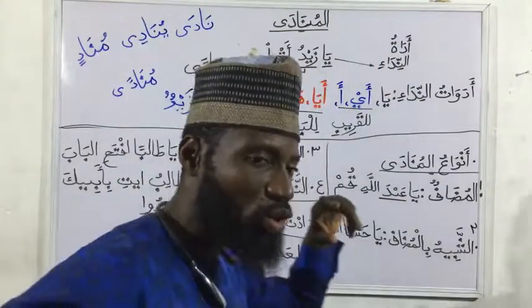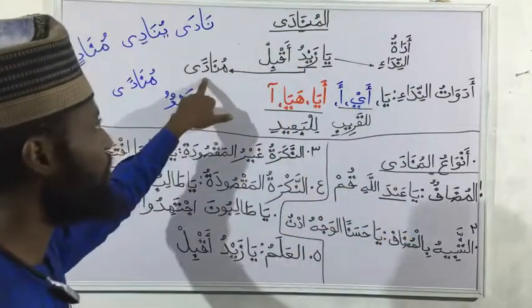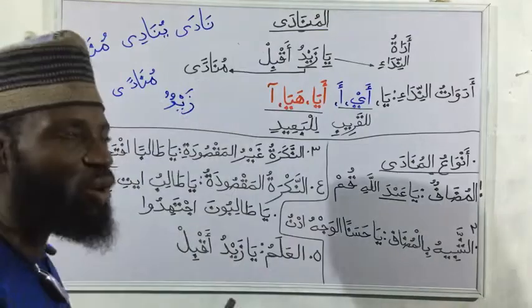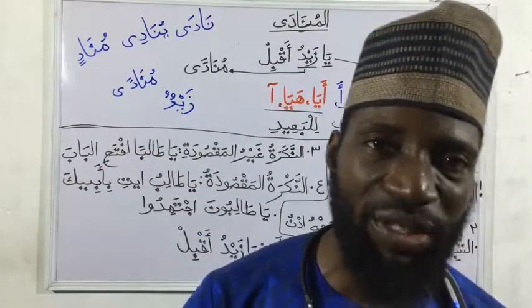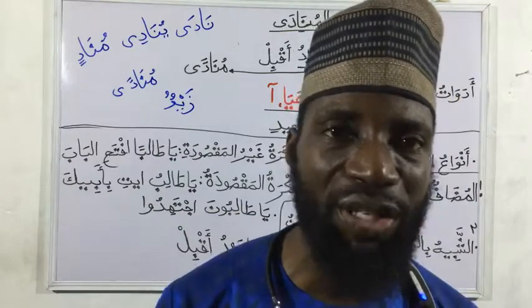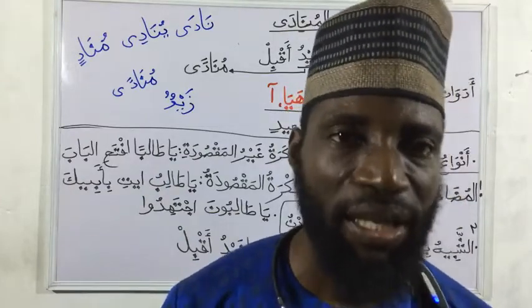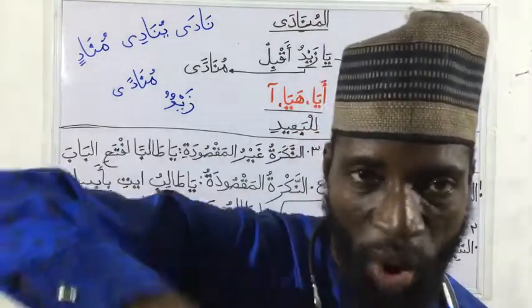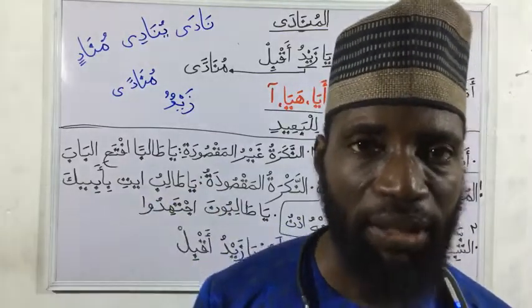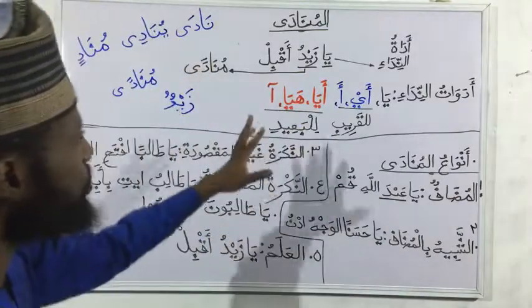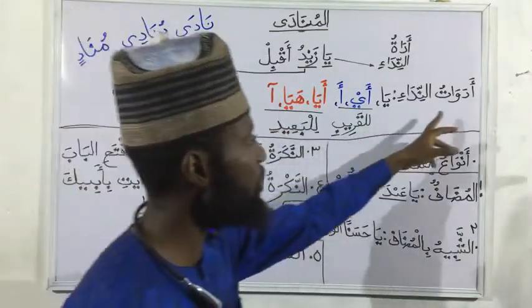We also have Zaid. What is now being called? Your munada. So we wrote here munada. So when you are calling, there will always be two entities. The first is the tool of calling, which we call adatun nida'i. We also have what is being called, which is termed the munada. Do we get it now? So that is that. Let us look at the next.